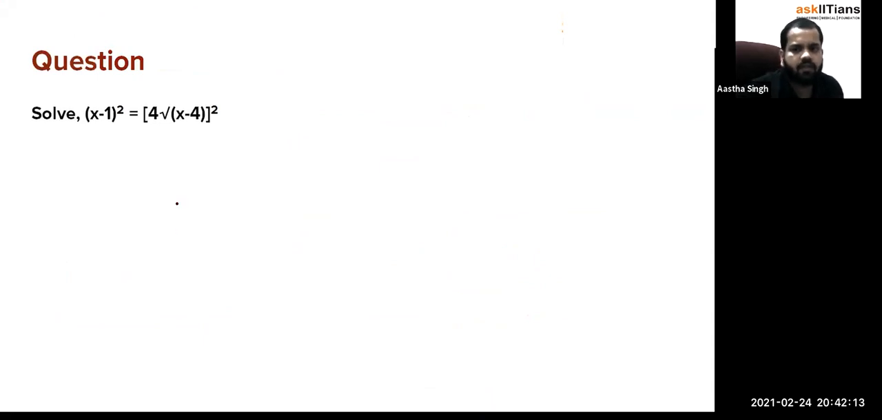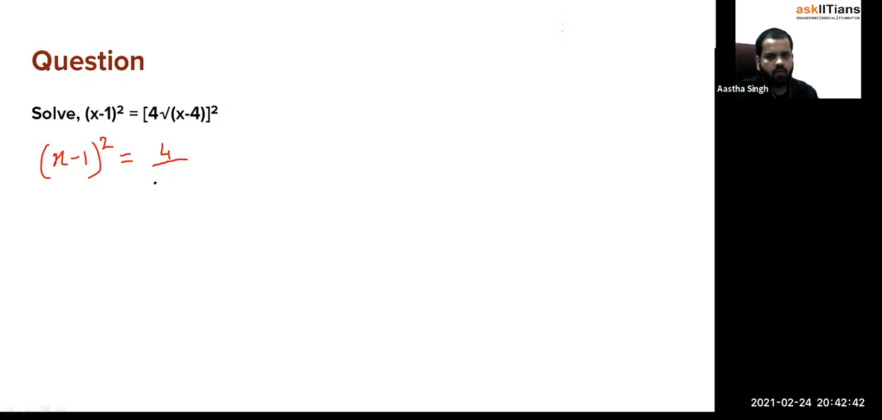Okay, so the next question is given to you. Just try to solve it, guys. Try to solve this, guys. (x minus 1) whole square equals, sorry, x minus 1 whole square equals, it is written, 4 upon under root of x minus 4, whole bracket square.